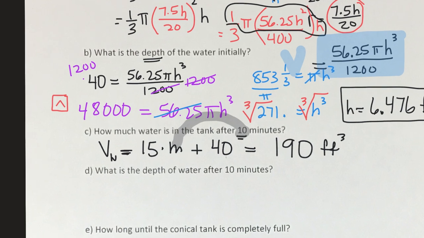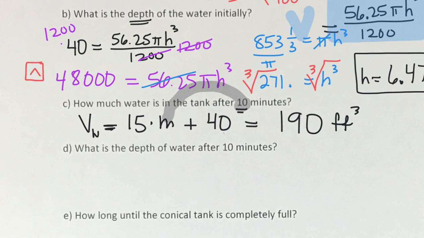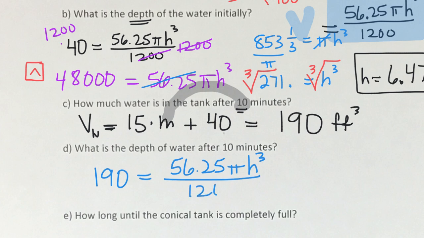Well, now we're going back to our formula from part A. We know that the volume is now 190, and we set it equal to our formula, 56.25 pi h cubed all over 1200. We're going to do the same thing that we did before. We're going to multiply both sides by 1200. So 190 times 1200 is 228,000. Then I'm going to divide by 56.25. That's 4053 1/3.